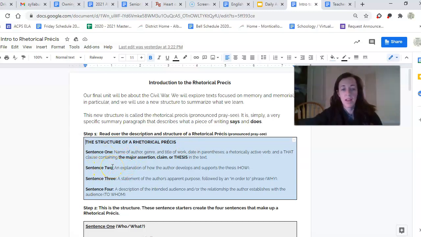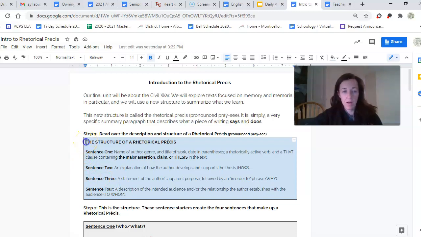Sentence 2, an explanation of how the author develops and supports the thesis. Sentence 3, a statement of the author's apparent purpose, followed by an "in order to" phrase. And lastly, sentence 4, a description of the intended audience and/or the relationship the author establishes with the audience. So who is this for?